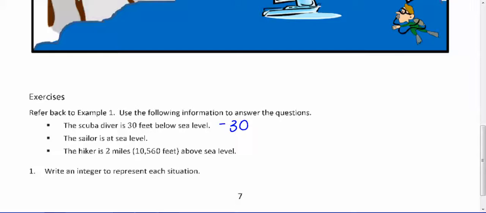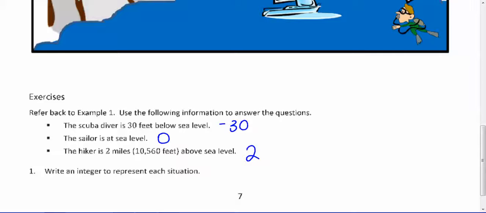The sailor is at sea level. Lola. 0. And the hiker is 2 miles above sea level. Kaylin? 10,560. Huh? What? No, it says right here. You want a positive? Yes. All right. So you chose the feet. I would have just done 2 for the miles. But if you're Kaylin and you want to be a little extra, do 10,560. All right. Any questions on this?